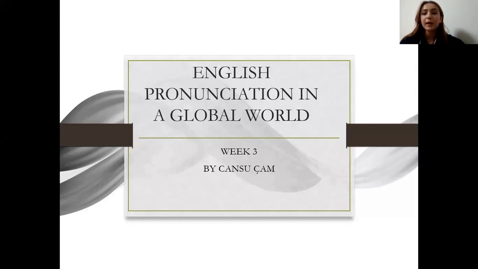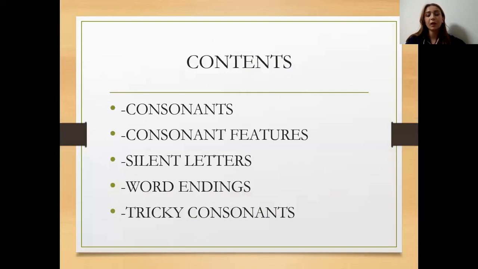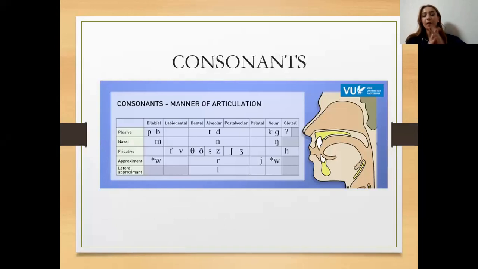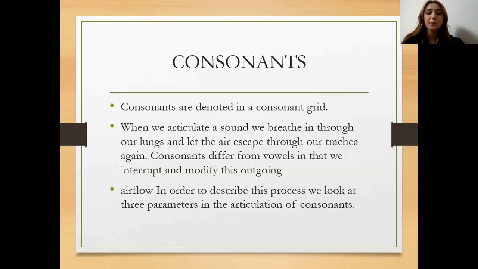So let's start. In this video, we'll generally talk about consonants and check our contents: consonants, consonant features, silent letters, word endings, and tricky consonants. So as I said, basically all about consonants. We have a picture showing a consonant grid here, and we'll talk about it later. And talking about consonant features, consonants are denoted in a consonant grid.